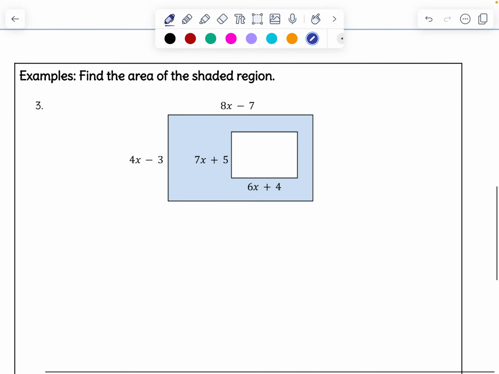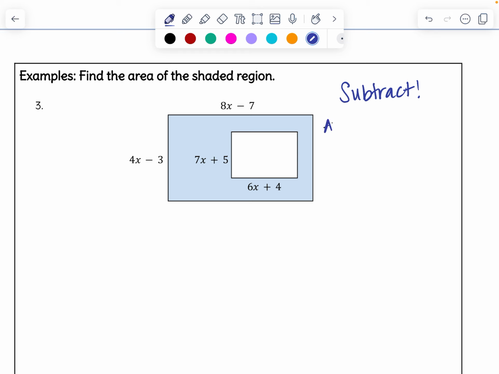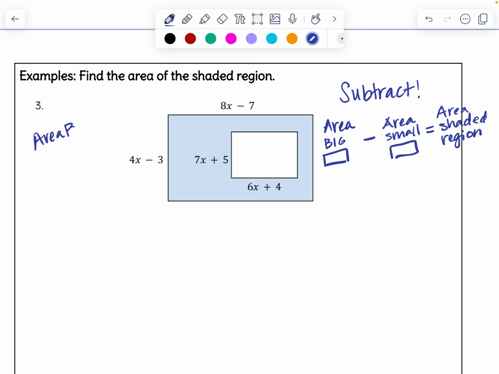So I'm going to remind myself here that I need to subtract the area of the big rectangle minus the area of the small rectangle equals the area of the shaded region. So the first thing you have to do is find the area of each rectangle. So let's find the area of the big rectangle first.